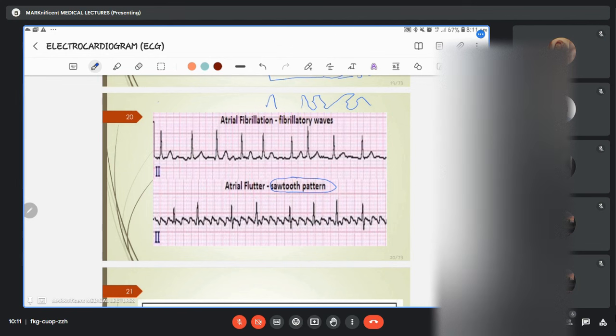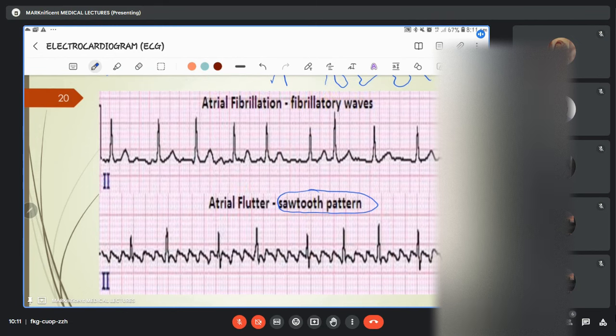So for the flutter, we just finished here. For the fibrillation, like I told you, it is chaos. It is chaotic. There's no actual pattern, but it is not the normal pattern. So first of all, look at this P wave here. Look at this P wave here. The next one, there's nothing even. Then here again, it is looking different. You can see the difference between this and this.